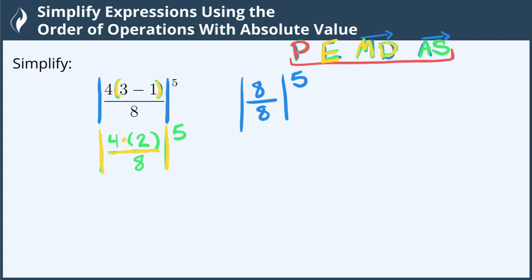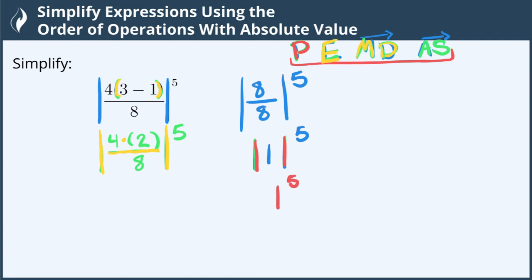Copying everything else down, the next step I have is the division of 8 divided by 8, which is 1. Still in the set of absolute values, and all being raised to the 5th. We're still working inside that grouping of the absolute value because we have not finished that yet, to then take care of the exponent of 5 on the outside. The absolute value means the distance from 0. 1 is 1 unit from 0. So the absolute value of 1 is 1.